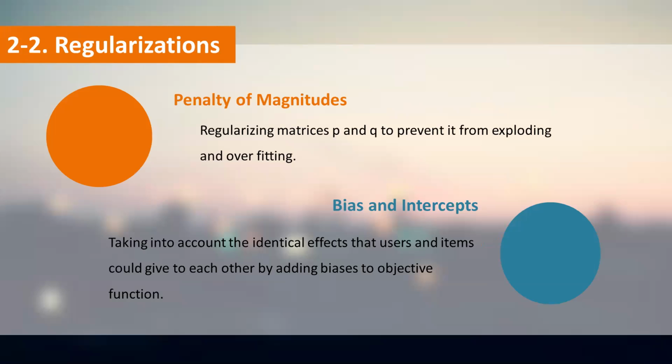And then we used two regularization terms. The first term is penalty of magnitudes, and that basically prevents matrices P and Q from exploding. So that protects our algorithm from overfitting to the training set. And the second one is bias and intercepts. That basically took into account the effects of users and items themselves. So we did that by adding biases to the objective function.